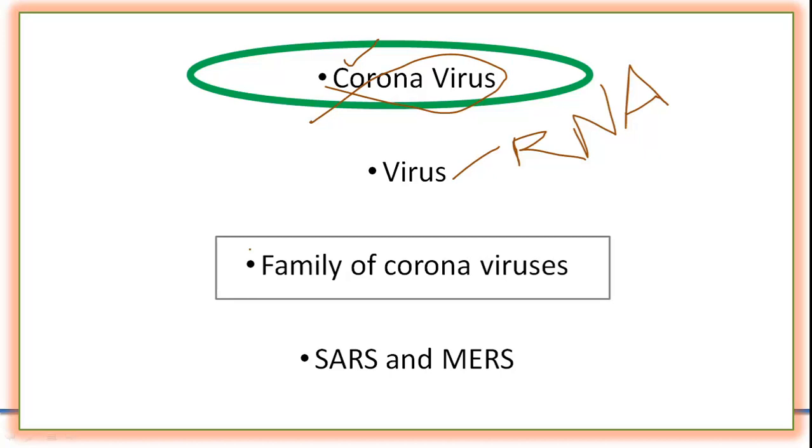Now next, in that family of coronavirus, there is something called SARS. Many people would have heard about this SARS. A few years back, we had the SARS attack in India, especially in Delhi, and many people would have heard about MERS. Remember, these two words are very important for your competitive exams because they have asked the full form of SARS and the full form of MERS in many competitive exams, and this is going to be your homework.